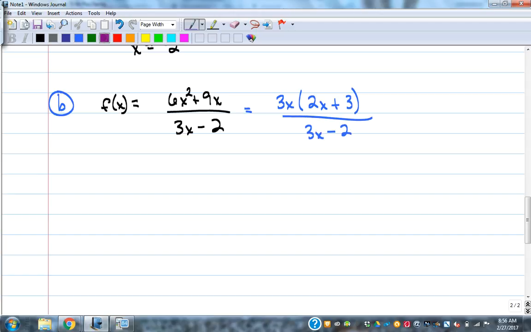Very similar stuff, but not the same. What's my domain? X does not equal 2/3. Am I going to have any holes in this graph? Why not? Nothing canceled, so there's not a hole. That's important to recognize, the difference. Nothing canceled, so there's no hole in this graph.